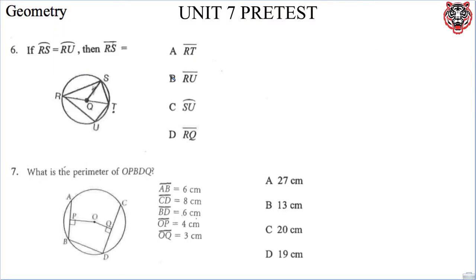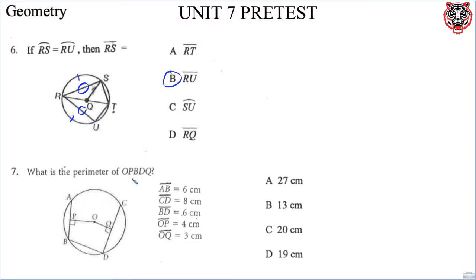Number 6. So RS is equal to RU. So this length here is equal to this length here. Oh, sorry, this arc here is equal to this arc here. Then RS, this length that it's talking about, should be equal to this because chords have congruent arcs. So the correct answer here is RU, B.